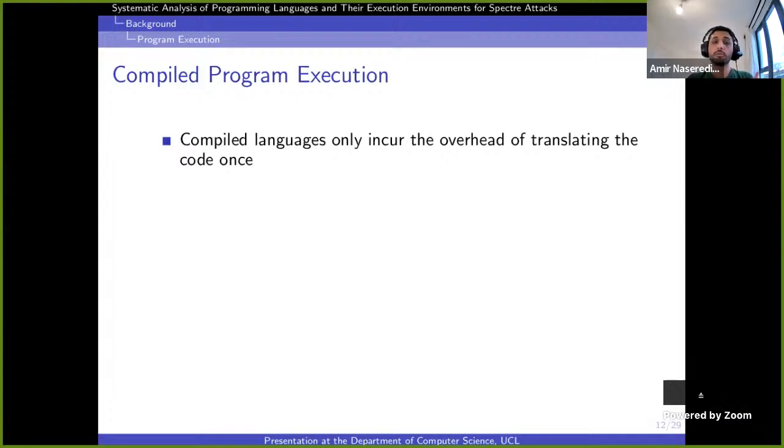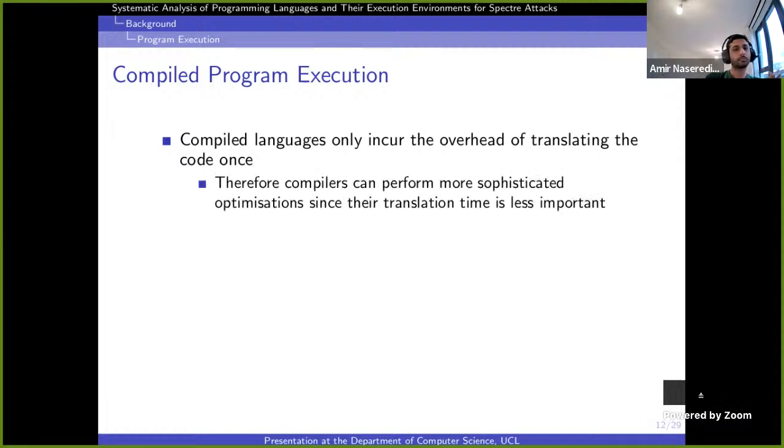With regard to compiled languages, they face the overhead of translation only once. Therefore, we can have better optimizations since we compile them just once. We can have more sophisticated and better optimizations within the compilation part, and then run them.